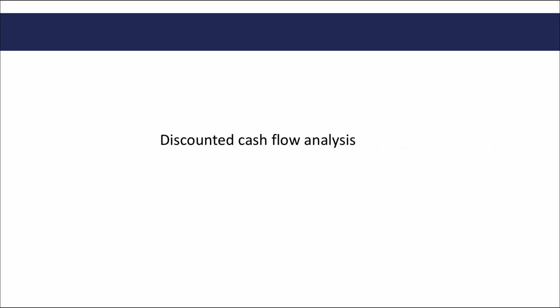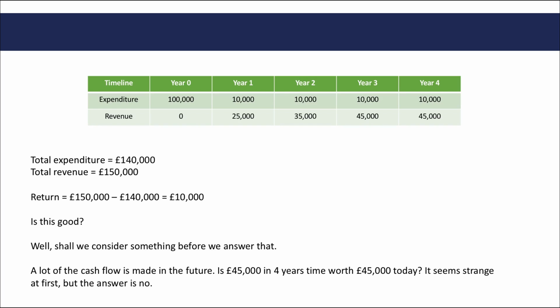Discounted cash flow analysis is one of those subjects where you could talk forever about it and it won't make any sense unless you show some examples. So let's go straight into the examples, shall we? So let's assume we'll make up a project. We've got expenditure of £100,000 in year 0.